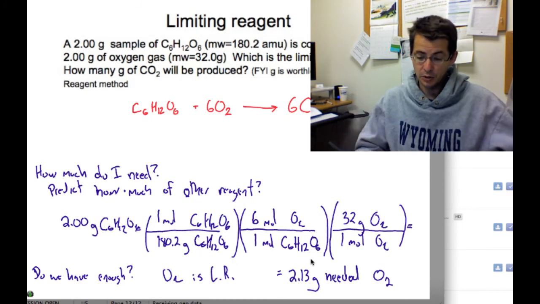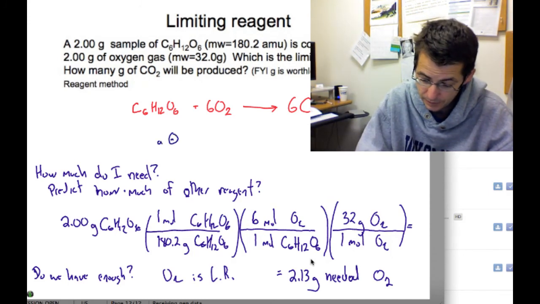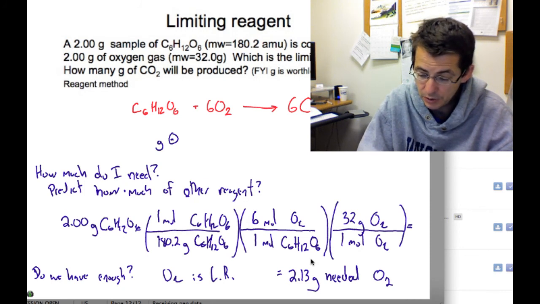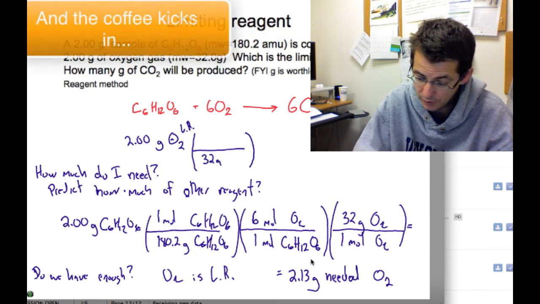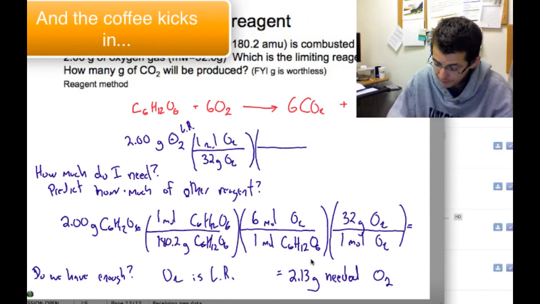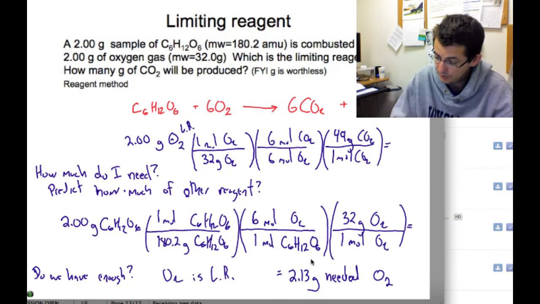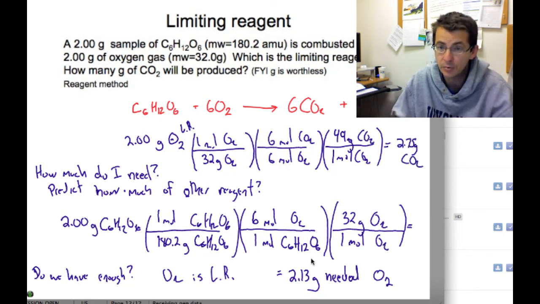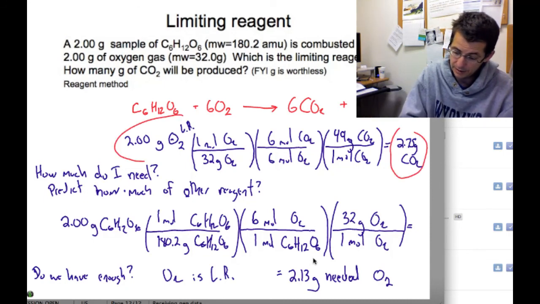the limiting reagent. So then we'd have to go, okay, we know that the oxygen is limiting. So the limiting reagent is O2. So we know we have 2.0 grams of O2 as the limiting reagent. And then, exactly like our previous example, for every 32 grams of O2, there's 1 mole of O2. For every 6 moles of O2, that is equal to 6 moles of CO2. And for every 1 mole of CO2, that's equal to 44 grams of CO2. Says that we would produce 2.75 grams of CO2 as our product. So now this would be our answer, and this would be our limiting reagent.